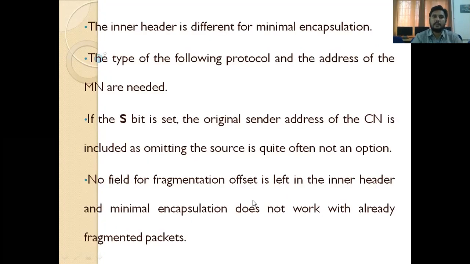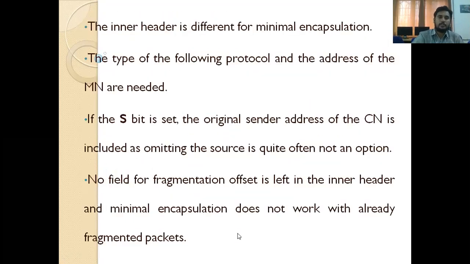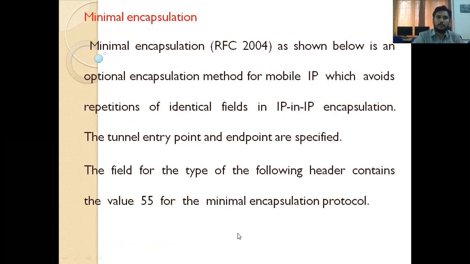So the inner header is different for minimal encapsulation. The type of the following protocol and the address of the MN are needed here. If the S bit is set, the original sender address of the CN is included, as omitting the source is quite often not an option. So no field for fragmentation offset is left in the inner header, and minimal encapsulation does not work with already fragmented packets. That is the minimal. This one is very simple.